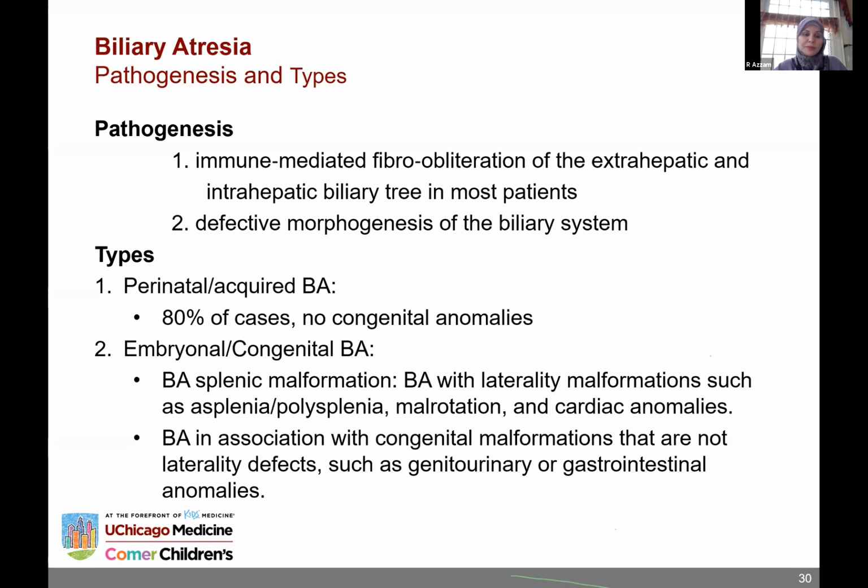I mentioned a few of them. So biliary atresia splenic malformation, where they do have asplenia or polysplenia. They could have malrotation or cardiac anomalies, and the other ones that are congenital will not have laterality defects, but they could have genitourinary or GI anomalies, like atresias in general, esophageal, jejunal, duodenal, could be seen in patients with congenital biliary atresia.